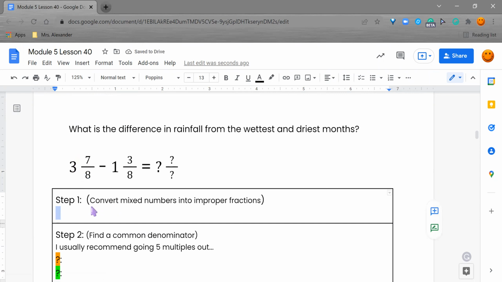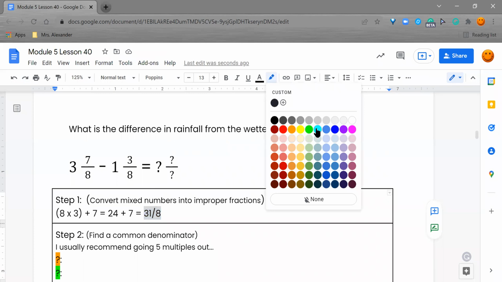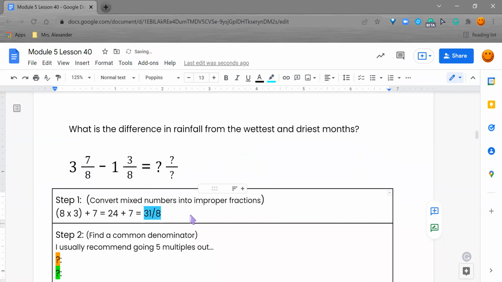So we're going to convert our mixed numbers. Remember to do that. That's taking our denominator, multiplying our whole number, and adding our numerator. So 3 times 8 is 24, plus 7 is 31, and we put that over our denominator. So here's the new fraction we're working with. It is equivalent to 3 7/8.